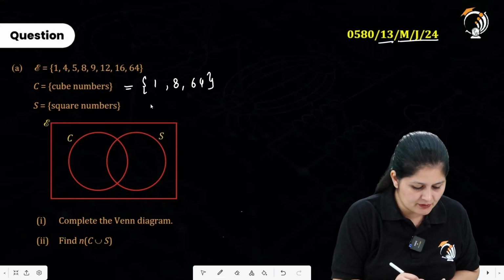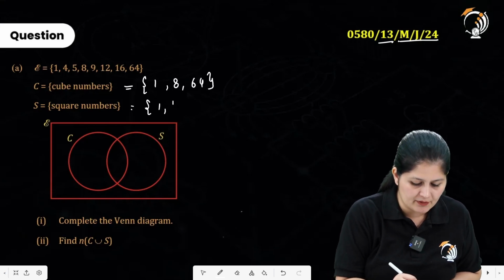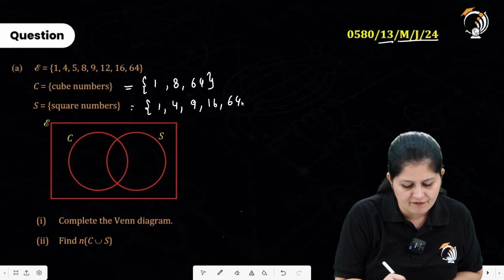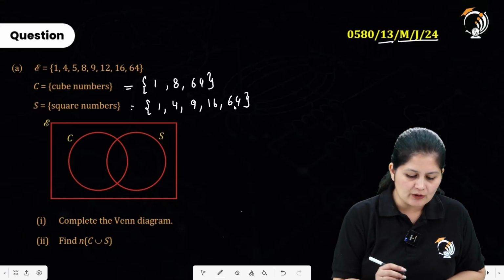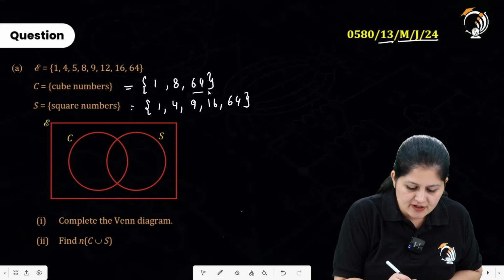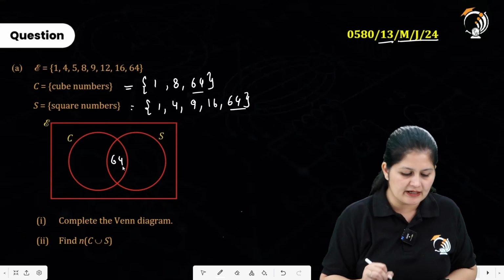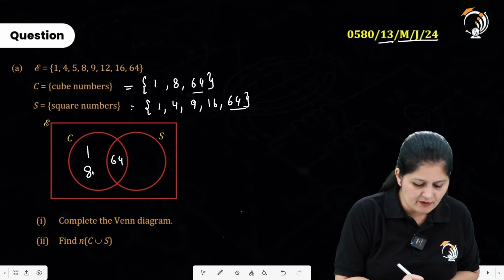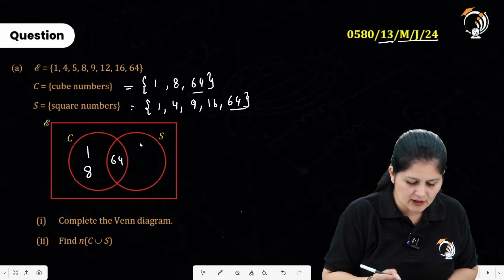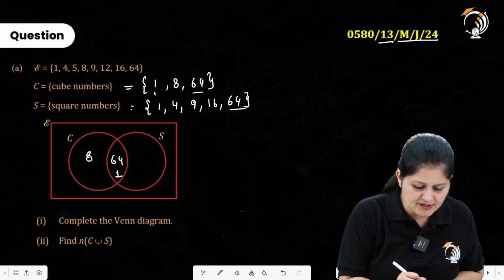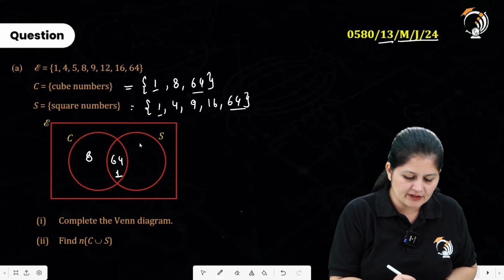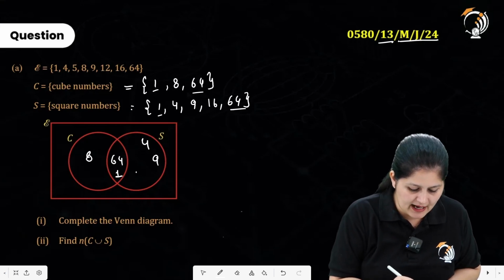Further, if I talk about the square numbers here, what are the square numbers? 1 is a square number, 4 is a square number, 9 is a square number, 16 is a square number and 64 is also a square number. Now we need to complete the Venn diagram here. Firstly, the common elements: 64 is a common element, so we are going to write it in the common region. What are the cube numbers that we are left with? 1 and 8, and okay, 1 is also a cube and a square number, so we are going to have 1 here as well. So we are left with only 8. And in the square numbers, we are left with 4, 9 and 16.